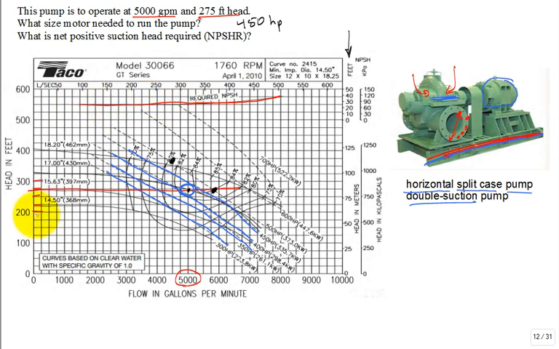So what you do is you say, oh, this is my operating point. I'll come up to this point, and then I'll read over, and it looks like I need around 25 feet of net positive suction head. So 25 foot, or whatever that is in kilopascal, you can get the estimate there.